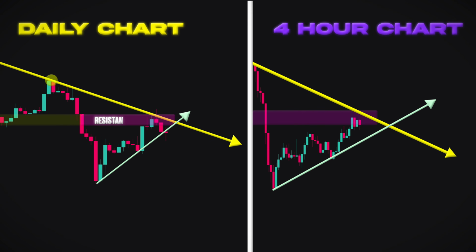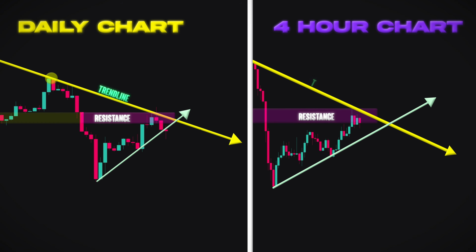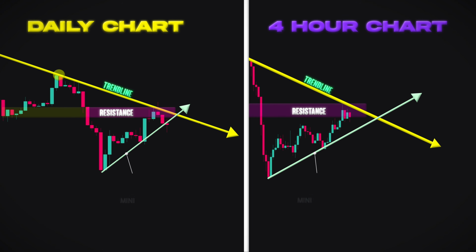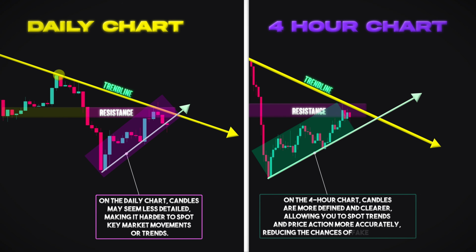The resistance line we saw on the daily chart is still visible on the 4-hour chart, showing consistency across time frames. We also see that the trend line on the daily matches with the trend line on the 4-hour chart. Now, let's focus on the mini trend lines. These mini trend lines may not look perfect on the daily chart, but when we switch to the lower time frame, they become much clearer and more accurate. This allows us to spot trends more easily and avoid fake breakouts.